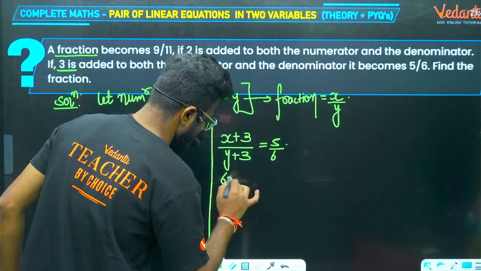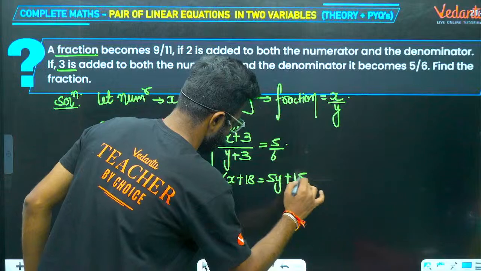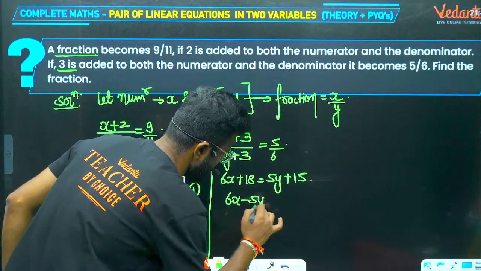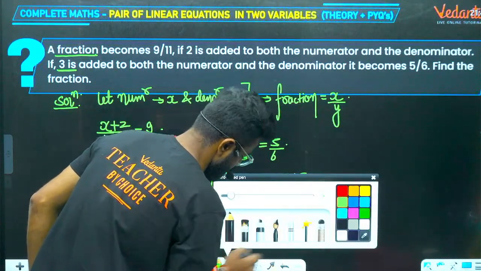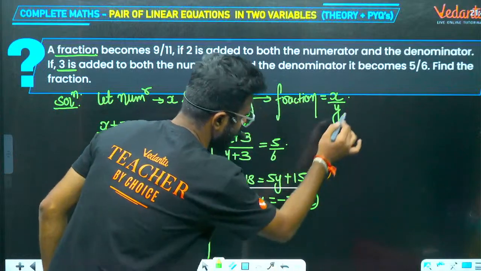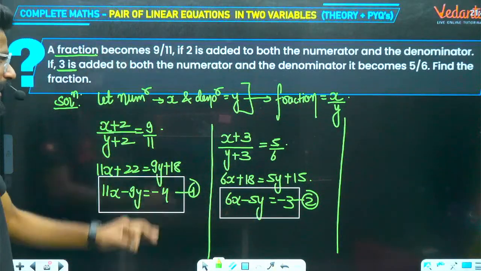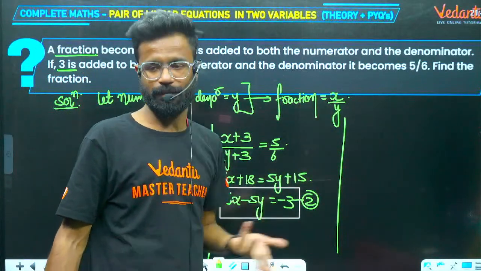So 6x plus 6 threes are 18 equals 5y plus 5 threes are 15. We can get the second equation from here. 6x minus 5y equals minus 3. This is your second equation. Now solve these two equations to get the values of x and y, and if you get the values of x and y, simply the fraction is x upon y.